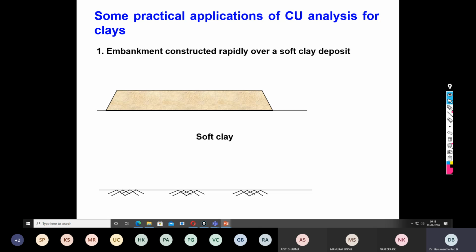So if you look at any construction, say for example, an embankment is being constructed. So there is a construction phase that is called during the construction. Then immediately after the construction, and in the long term. So these are the three stages.